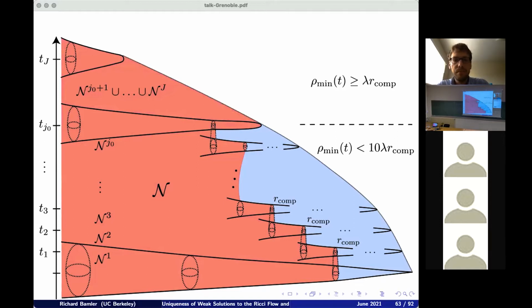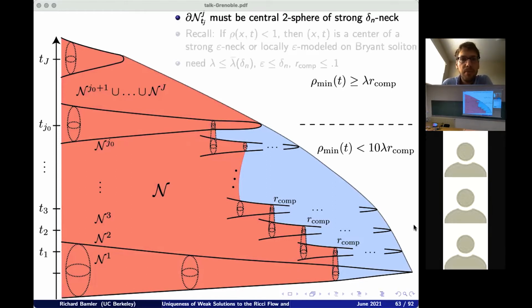Again, in the picture here, each N1, N2, and N3 is this product domain. We're just taking the union, and every time we have to step back a little bit. This region here should be a strong delta_n neck, so it should be delta_n close to a round shrinking cylinder. And it should be at a scale chosen so that the size of this sphere is roughly R_comp, and the size of this sphere is roughly 2 times R_comp.